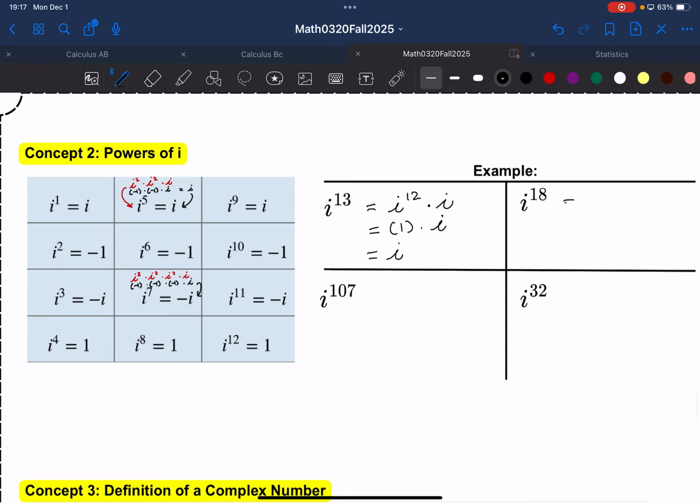There are many different ways you could do this. Let's say we use i to the 12th. What would we have to multiply it by to get 18? i to the 6th, because 12 and 6 gives us 18. Well, i to the 12th is 1. What's i to the 6th? -1. So our answer is -1. Can we do this for each one? We'll do 107 last. That's a larger number. How could we get i to the 32nd?